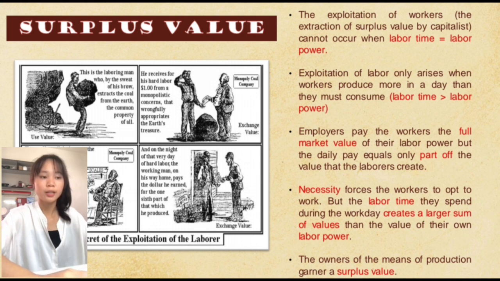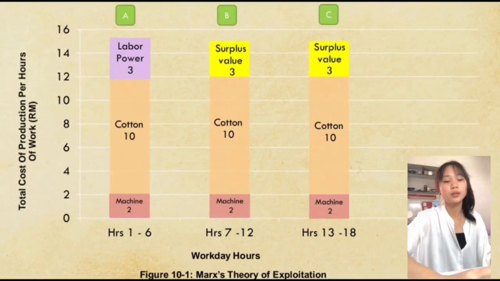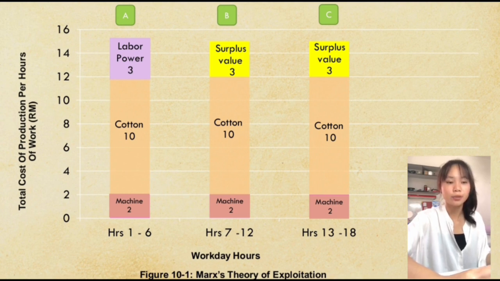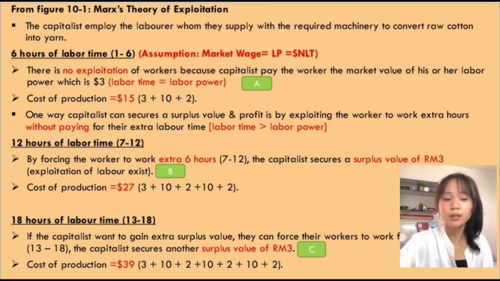For example, the labor time over the labor power. So the employer will pay the full market value for the workers. In this example, the worker is employed by the capitalist to convert raw cotton into yarn using a machine. If the worker is expected to work for 6 hours, they are paid the market value of the labor power, which is $3. So in this case, there is no exploitation of the worker, because labor time equals the labor power.